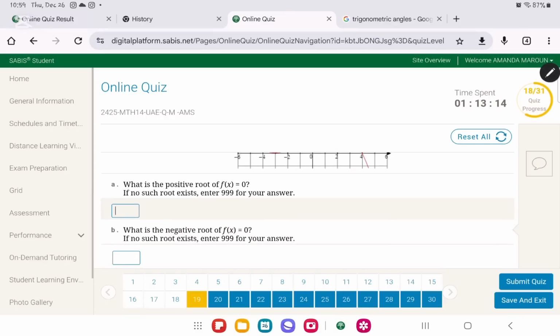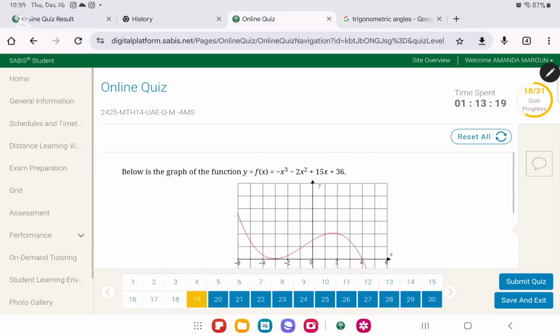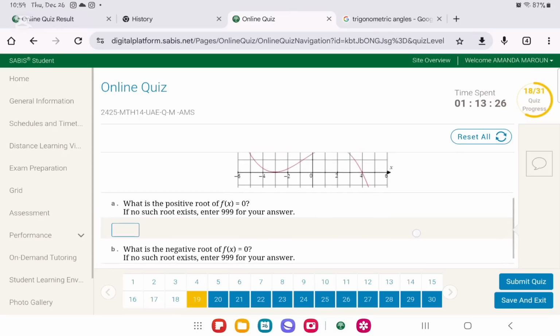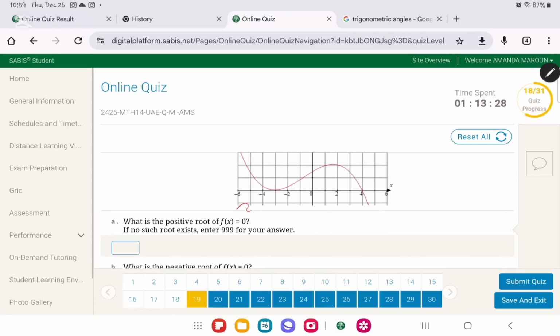This actually is not too hard, so it's a really nice question. Below is the graph of this big function. They're asking us for the positive root of f(x) is equal to 0. When they say f(x) is equal to 0, that means y is equal to 0. That means it should be the x-intercept. So on the x-intercept, they are asking us for the positive root. In this case, the positive root is 4.